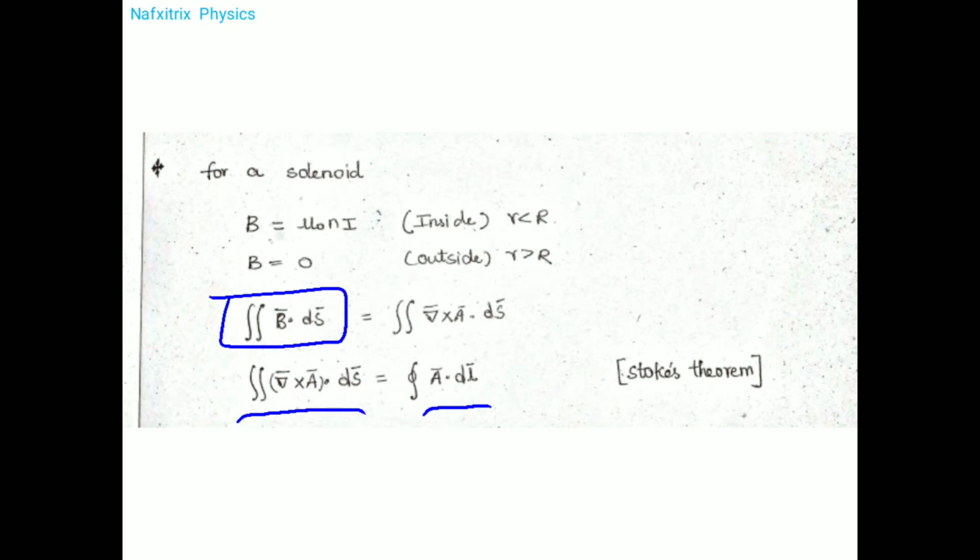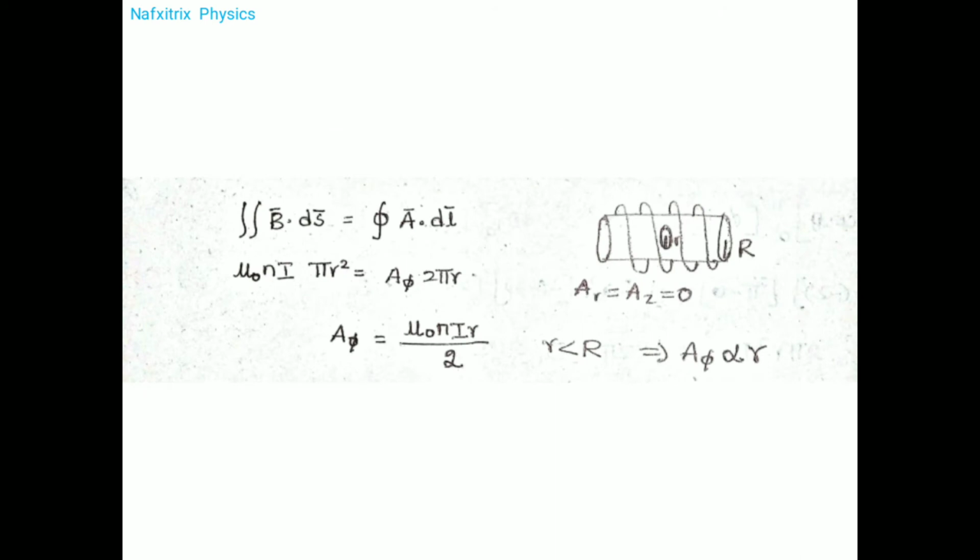So this surface integral of curl of that particular vector A is equal to the line integral of that particular vector A. So this could be replaced with this. So finally, the surface integral of B dot dS is equal to the closed line integral of A dot dl. So now, here if we use Stokes theorem we don't need to find this curl A. Because of this, the calculation becomes easy.